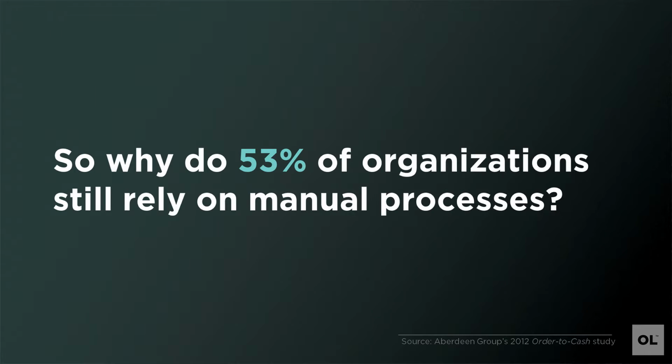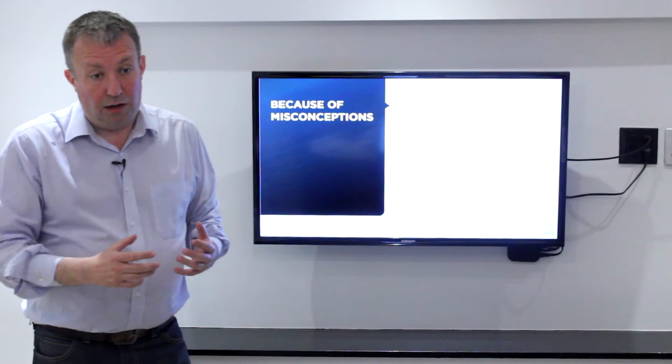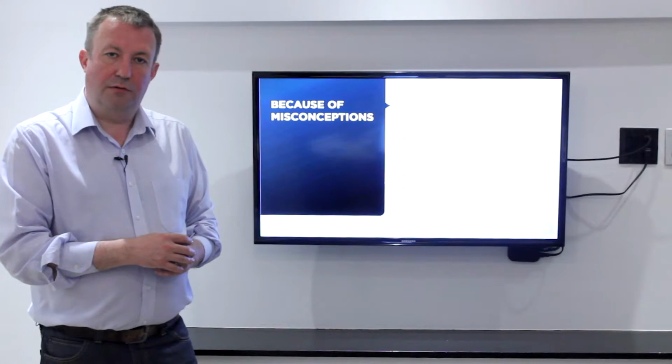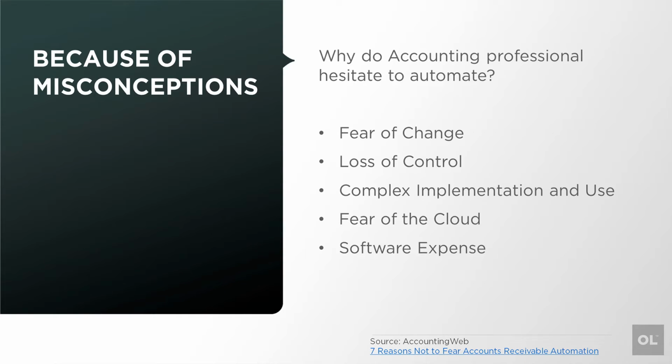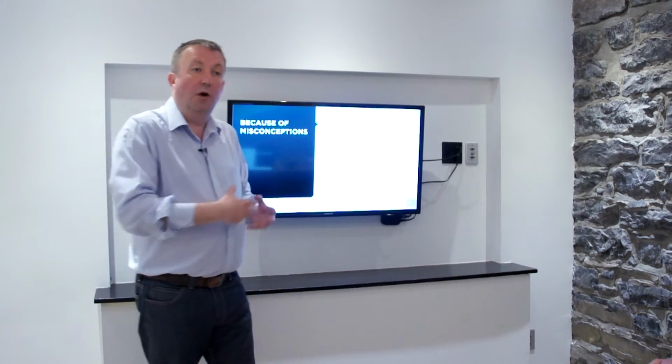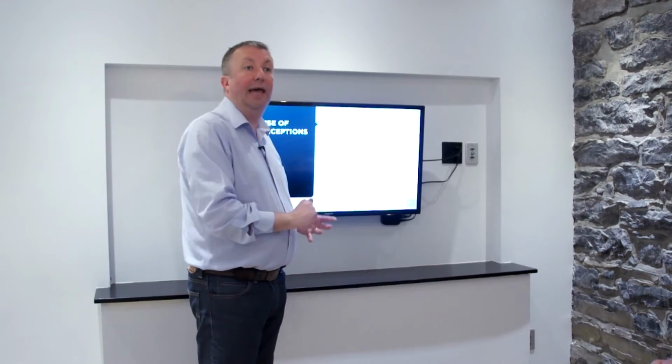But yet, with all of those things, why do 53% of organisations still rely on the manual process that they've had for many years? Well, it's a fear of change. And it's a fear of loss of control. There's these rigid systems. How do I make them change? How do I influence that change? How do I give my customers what they want? These are all things that are stopping people moving away from the manual process they have now.